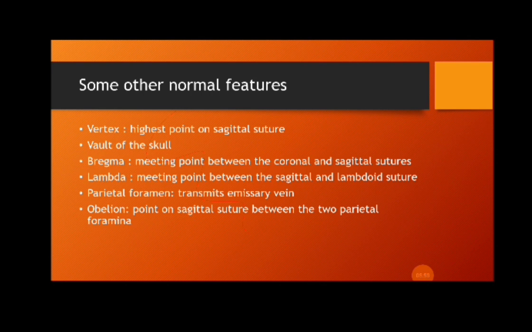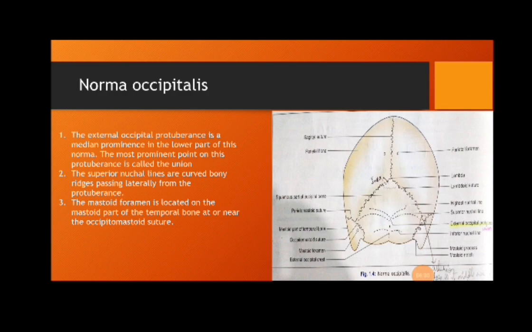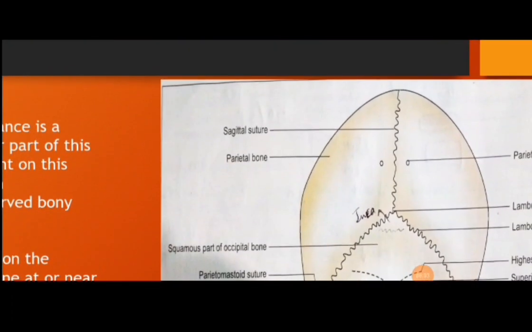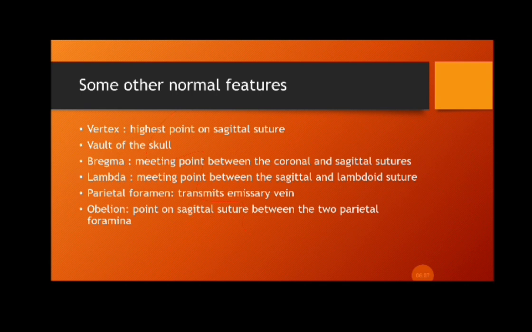Norma verticalis. So vertex. What is vertex? It is the highest point on the sagittal suture. Here you have seen the sagittal suture right here, and even in the next slide you can see sagittal suture. The highest point in this sagittal suture is vertex. Then vault of the skull. What is the vault of the skull? Vault of the skull is the arched roof for the dome of the skull. Okay, it is the roof of the skull. Okay, it is called the vault.